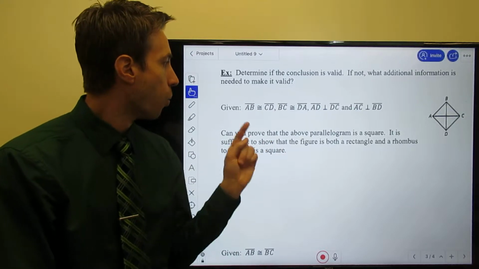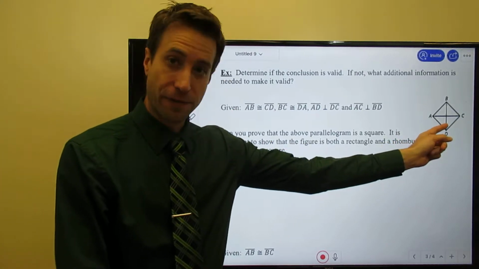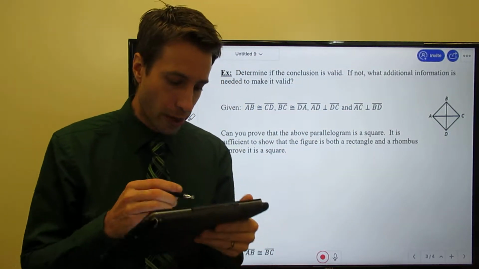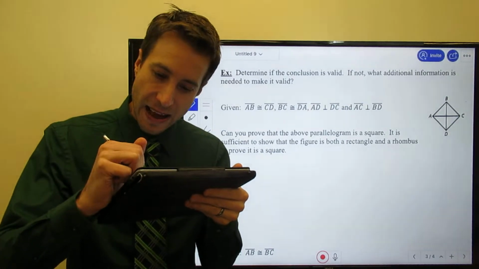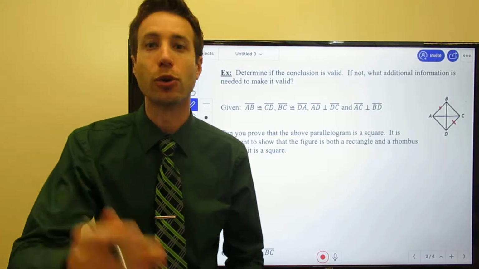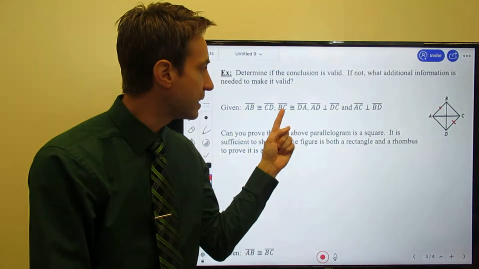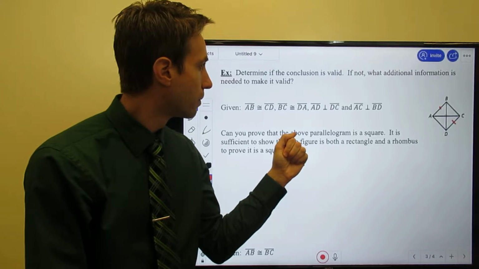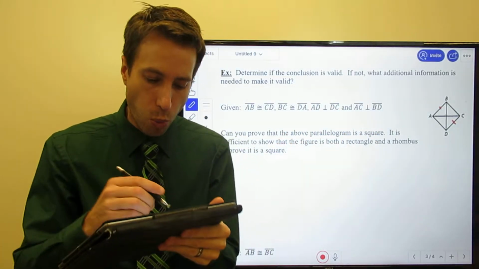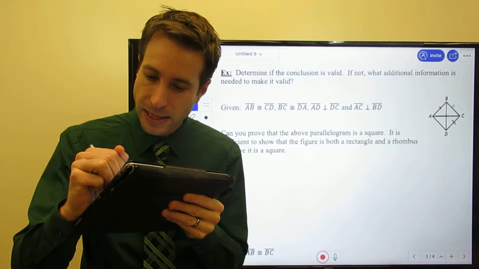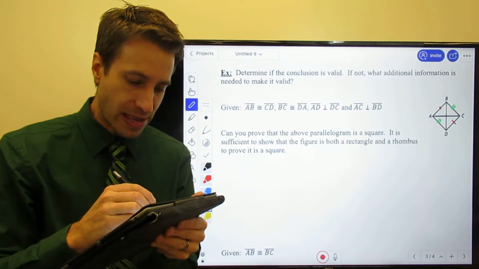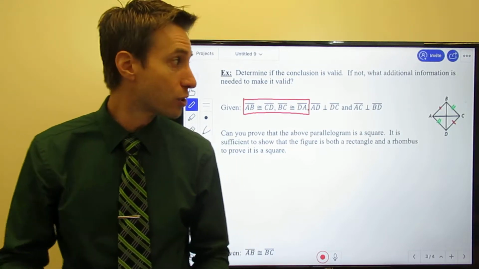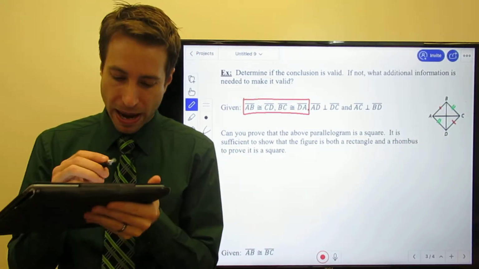Here we go. What I've given you for this figure right here, this diagram right here, is I've told you that AB and CD are congruent. Okay, great. What that means is I have opposite sides that are congruent. Okay. Then I tell you that BC and DA, once again, look at that, opposite sides are congruent. So here's what that means. Just this information right here tells me that the figure is a parallelogram.